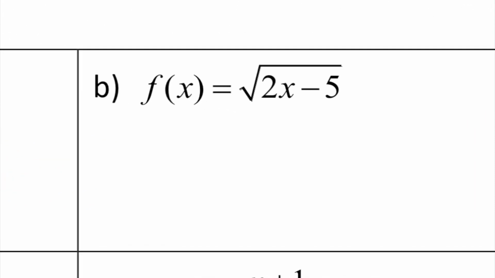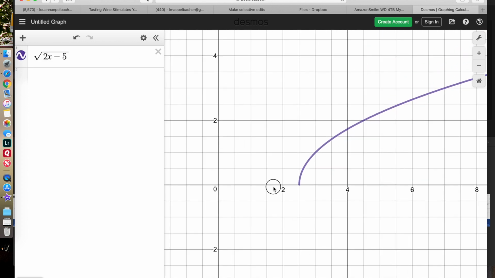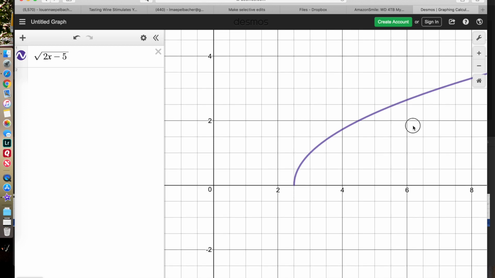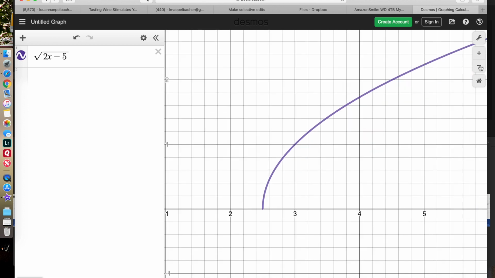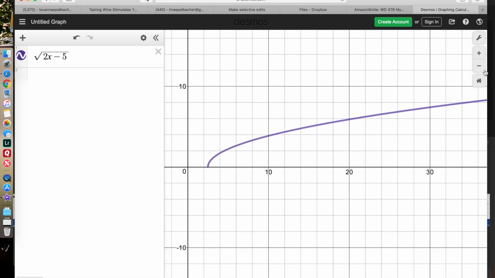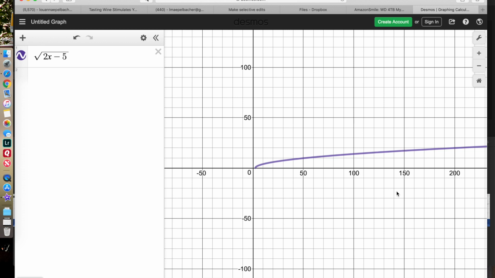So we're going to move right along to letter B, 18b, and the function is radical 2x minus 5. And as you can see, this function does pass the horizontal line test. There's nowhere you could zoom out and zoom out and zoom out, and I just zoomed in. Why did I say zoom out? And you can zoom out, and you can zoom out, and it's never going to fail the horizontal line test. Therefore, this function does have an inverse function.